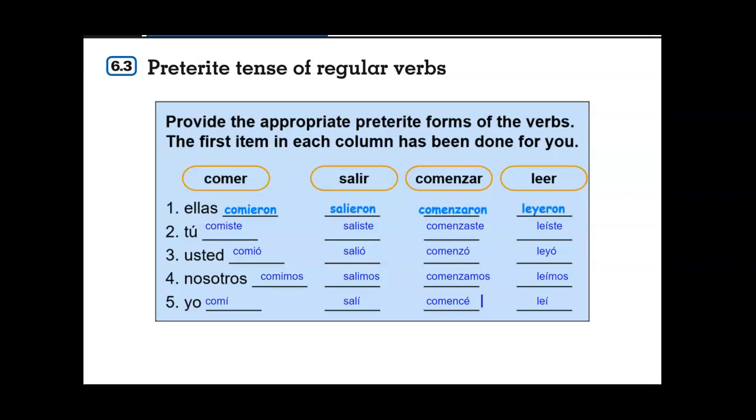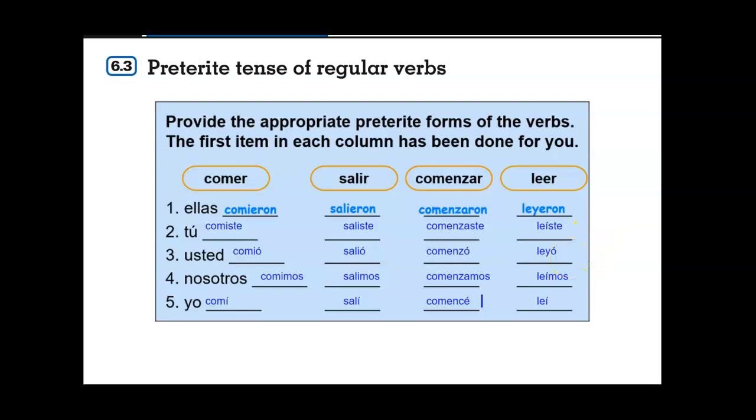For 4, nosotros comimos, nosotros salimos, nosotros comenzamos, nosotros leímos. Number 5 is yo comí, yo salí, yo comencé. Remember, this is a spelling change, so the Z changes to a C in this one. Hopefully you didn't miss that. And then the last one is yo leí. So again, remember, yo, tú, nosotros have I's, everything else has a Y.